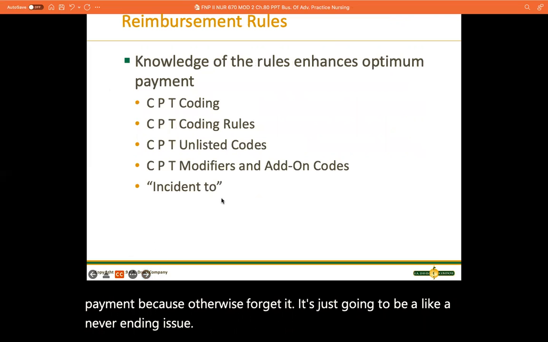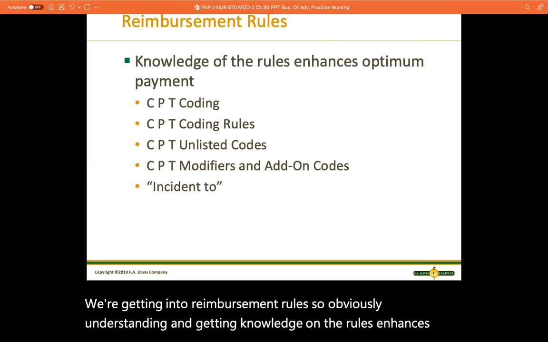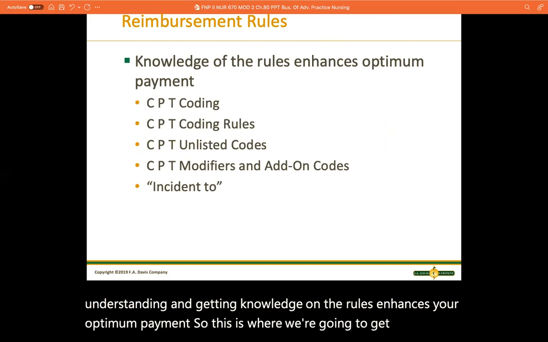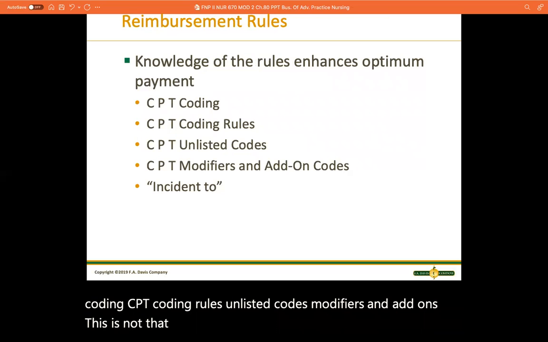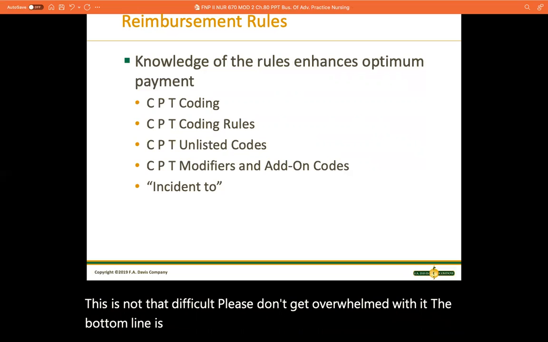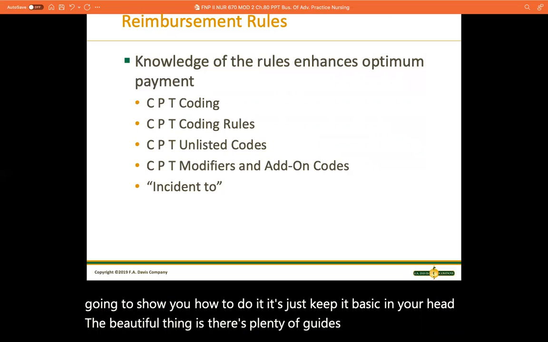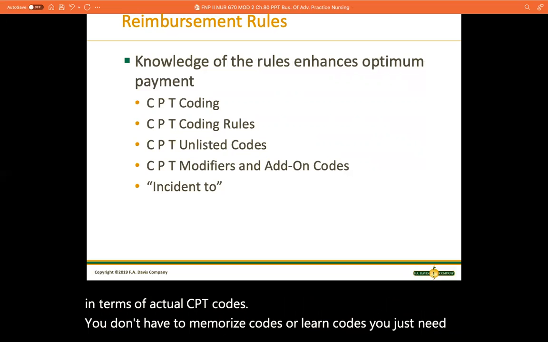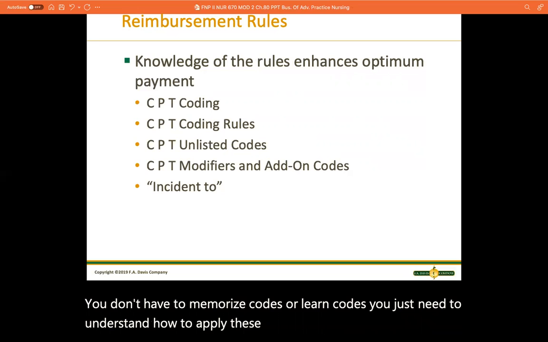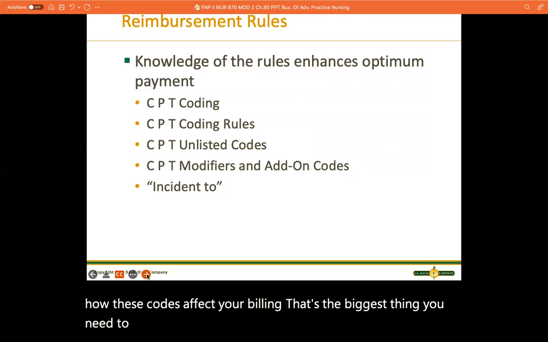Okay, now we're getting into reimbursement rules. Obviously, understanding and getting knowledge on the rules enhances your optimum payment. So this is where we're going to get into CPT coding rules, unlisted codes, modifiers, and add-ons. This is not that difficult. Please don't get overwhelmed with it. The bottom line is there's a systematic way of approaching this. I'm going to show you how to do it. Just keep it basic in your head. The beautiful thing is there are plenty of guides and reference tools for actual CPT codes. You don't have to memorize codes or learn codes. You just need to understand how to apply these codes to your documentation, and how these codes affect your billing. That's the biggest thing you need to really understand about all this.